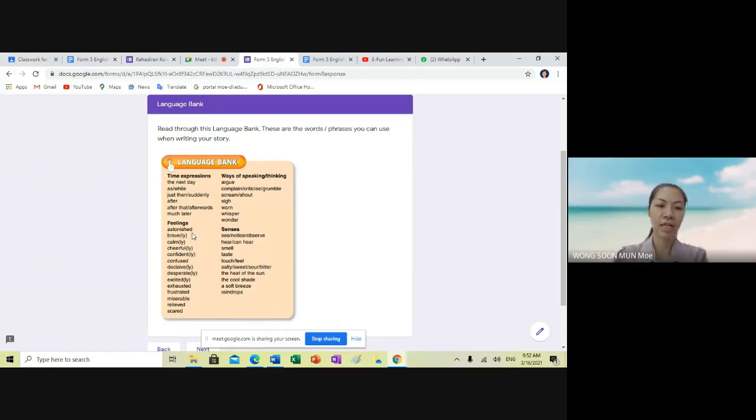Feelings. Some of these words we have gone through just now in activities 1 and 2. Astonished, bravely, calm, cheerfully, confident, confused, decisive, desperate, excited, exhausted, frustrated, miserable, relieved, scared. Any of the words you don't understand here?